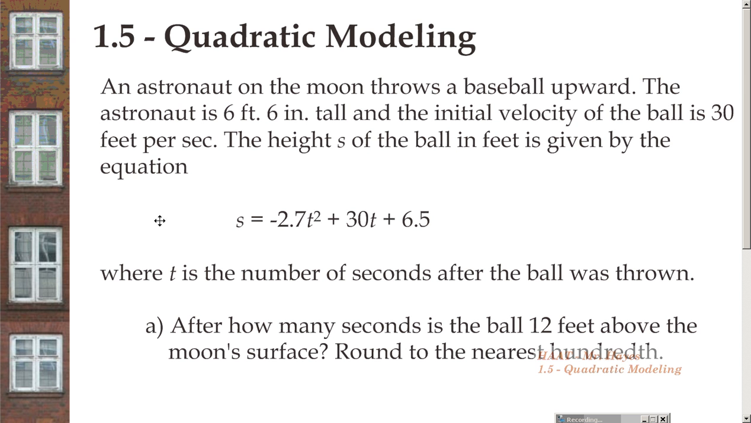So anyway, you have this astronaut who throws a baseball upward. The astronaut is 6 feet 6 inches tall. Initial velocity of the ball is 30 feet per second. All of this you can come up with a whole bunch of stuff. The height of the ball in feet is given by this equation.